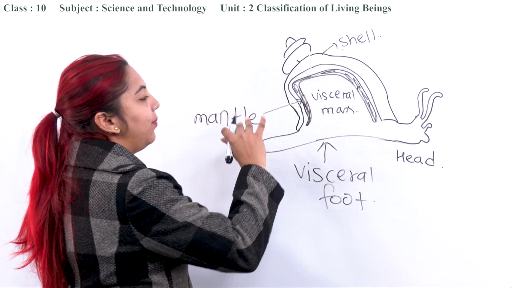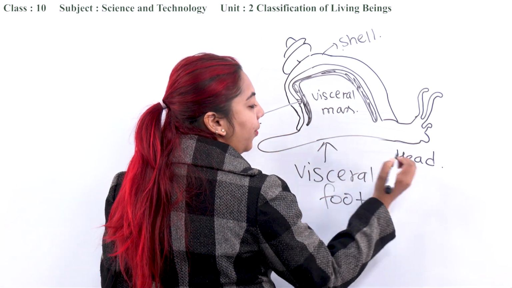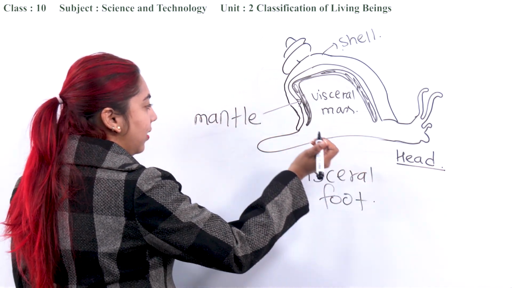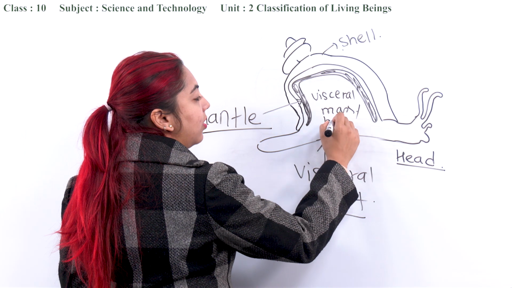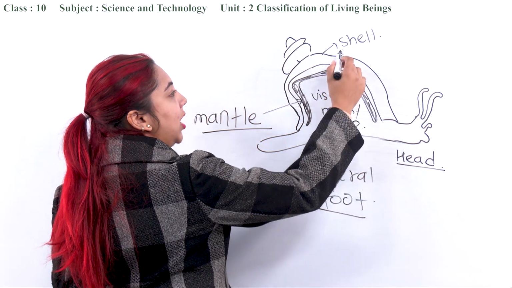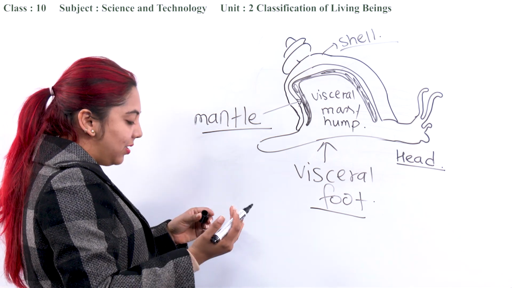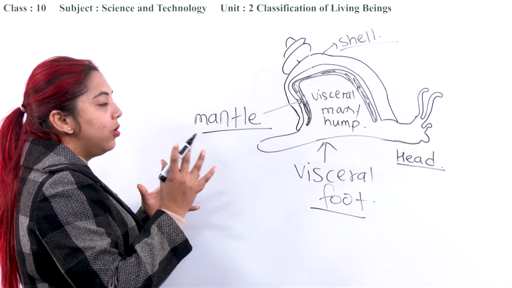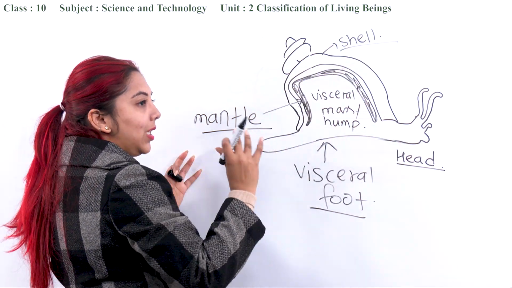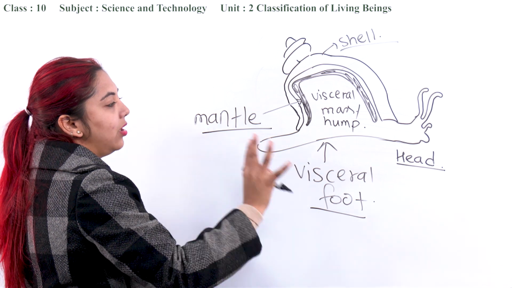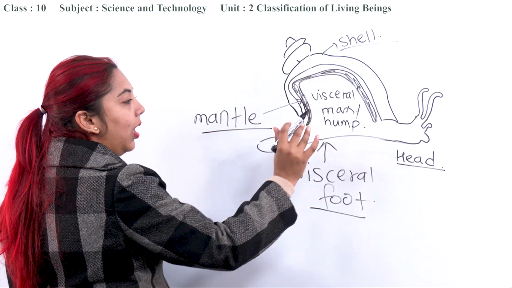Now, the organism that belongs to this phylum, the mollusca, their body can be divided into four parts we just studied. That is the head, the mantle, the visceral foot, and the visceral mass or visceral hump. Now, the shell is present in some organism, but in some organism, the shell is not present, such as in slugs. Due to that reason, this is not always considered as a body part. So, collectively, this organism can be divided into four parts: head, visceral foot, mantle, and visceral mass or visceral hump.